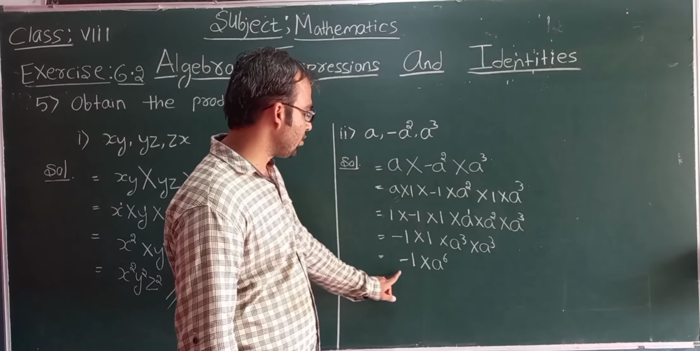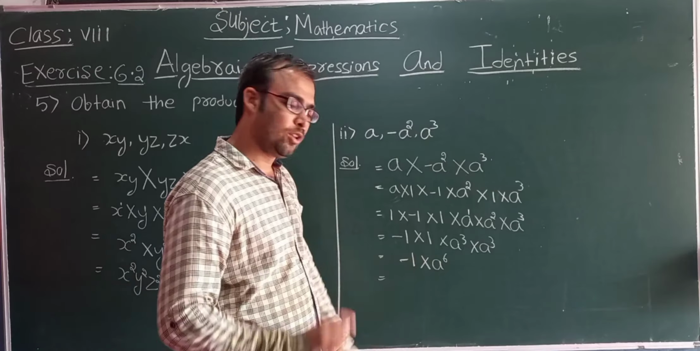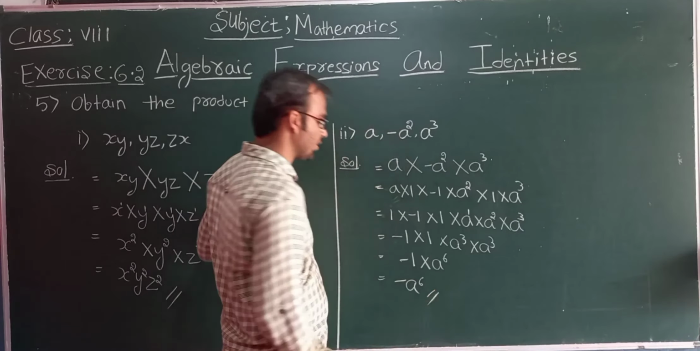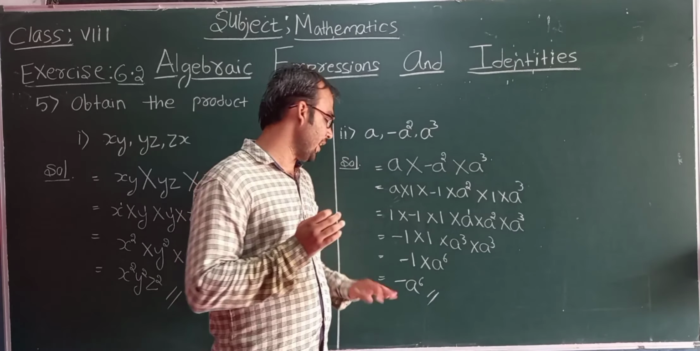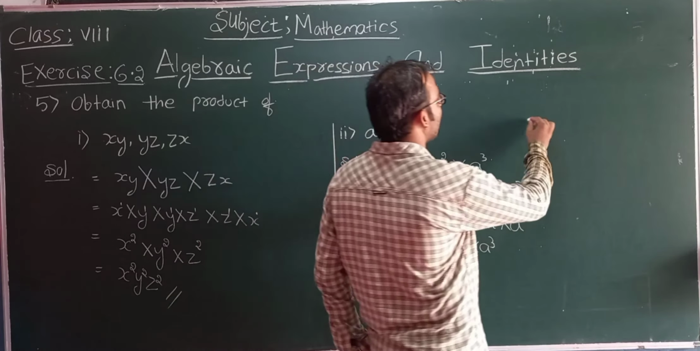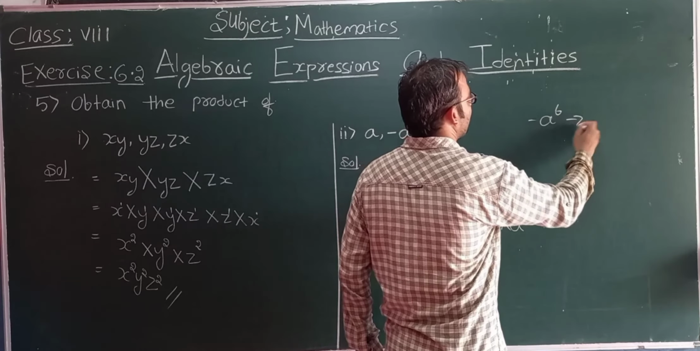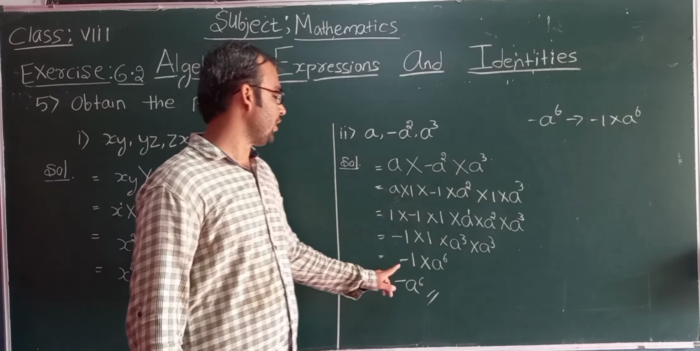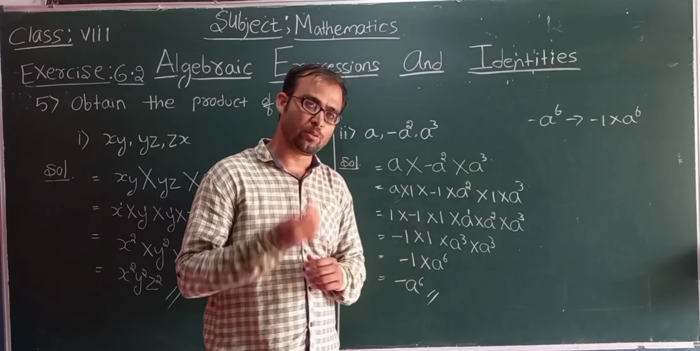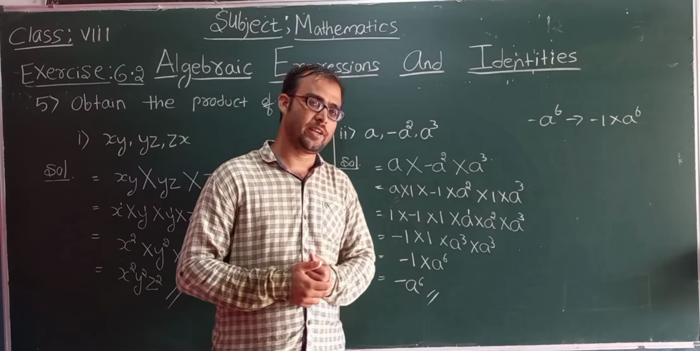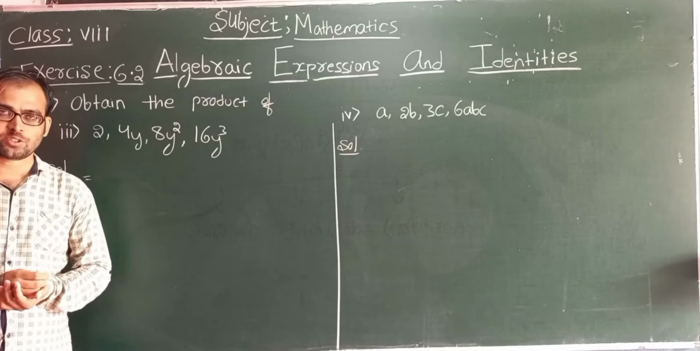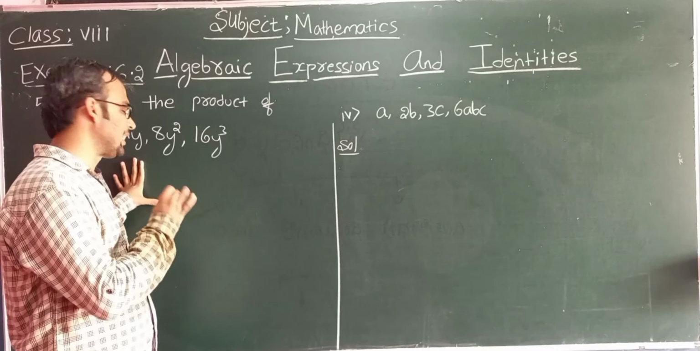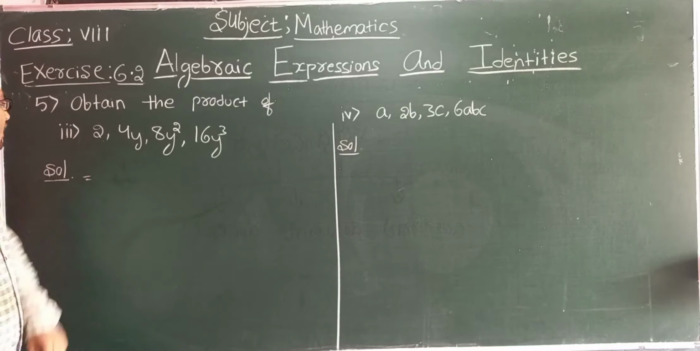And this, students, minus 1 into a to the power 6 can be written as minus a to the power 6. Why? Because if it is like this, this can be written like this. So minus 1 into a to the power 6 can be written as minus a to the power 6, and this is the solution for the second problem. Students, now let's solve the third question. Here they have given: 2 comma 4y comma 8y square comma 16y cube. Here we need to find the product of this.